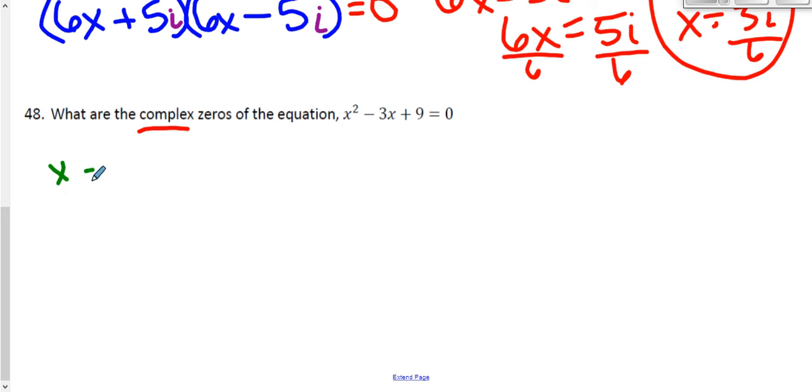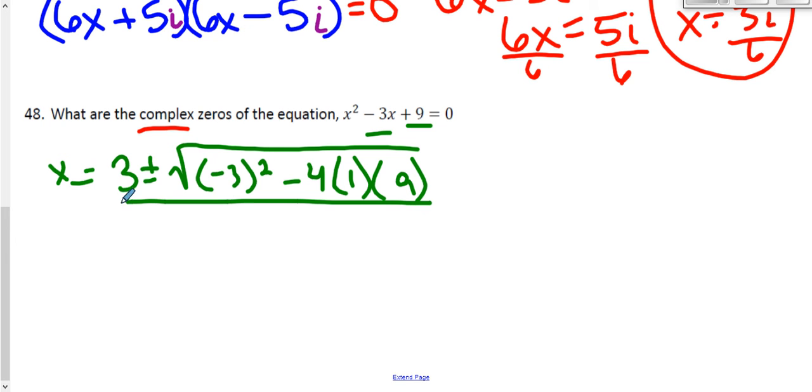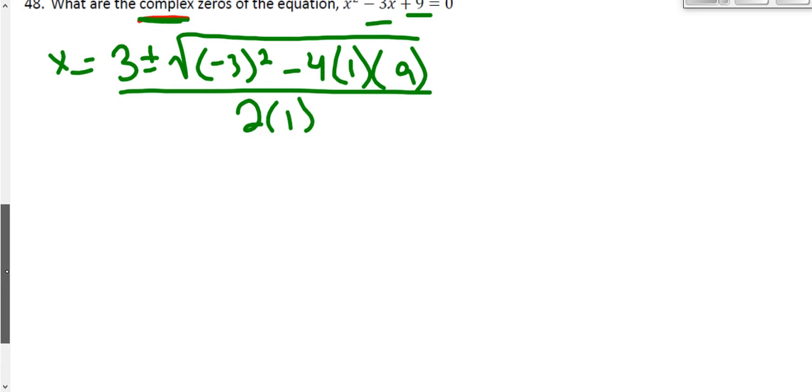So x equals the opposite of b, which is going to be a positive 3, plus or minus the square root of b squared, negative 3 squared, minus 4 times a, which is just 1, times c, which is 9, all over 2 times a. A, again, is just the number 1. Again, the calculator can't help you with this one. You're going to have to simplify it by hand because we already know it's going to be complex, and your calculator can't do imaginary numbers.